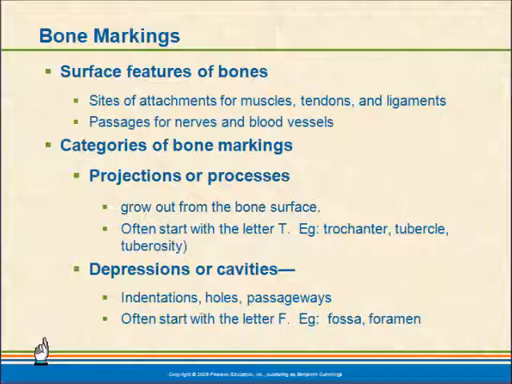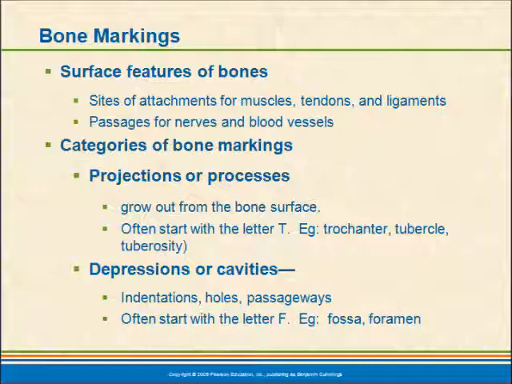For example, the large processes on the femur are known as trochanters. Similar structures on the humerus are known as tubercles. Raised structures on other bones are sometimes referred to as tuberosities. Now, by no means do they all start with T, but if you see a T, you can pretty much know that it is a raised surface.